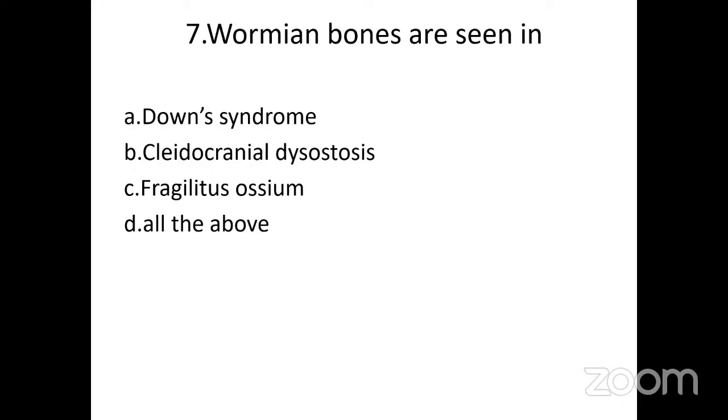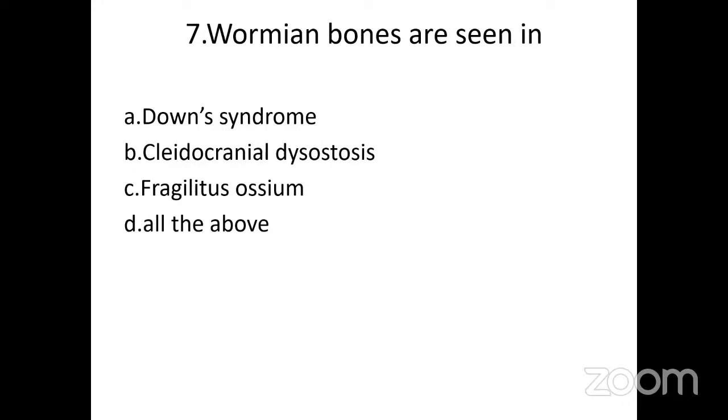Wormian bones are seen in a lot of conditions, including Down syndrome and cleidocranial dysostosis. Cleidocranial means the patient may not have a clavicle, and there will be dysplasia and deficiency of the cranial bones.